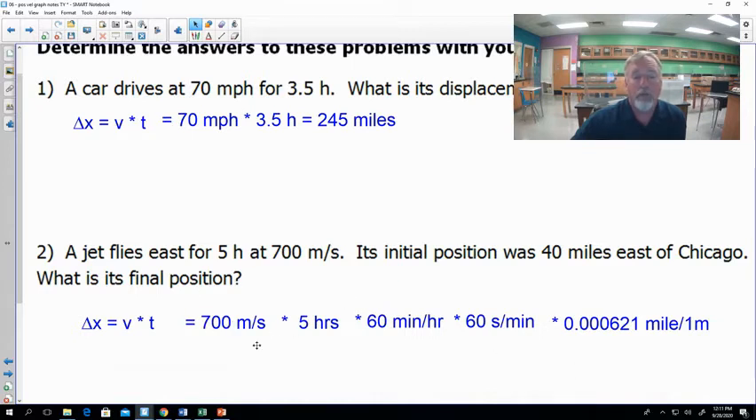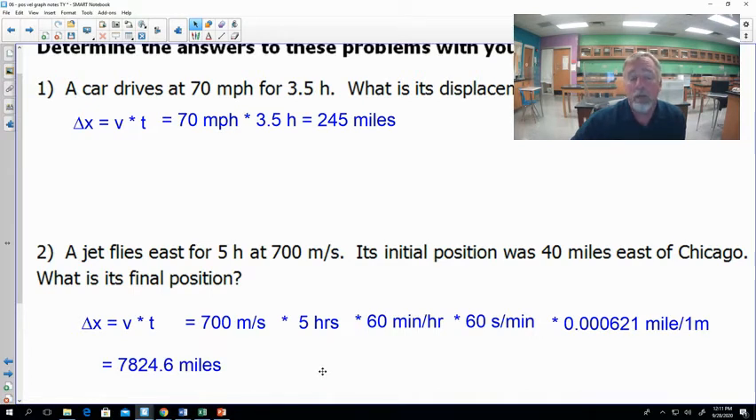So again, we have our original problem, 700 meters per second times 5 hours. We have to do some conversions here to get our time units right. We have to do another conversion here to get our distance unit right, because we're asked for miles and we were given meters. Plug them all in and you get 7,824.6 miles. Now, one more step.